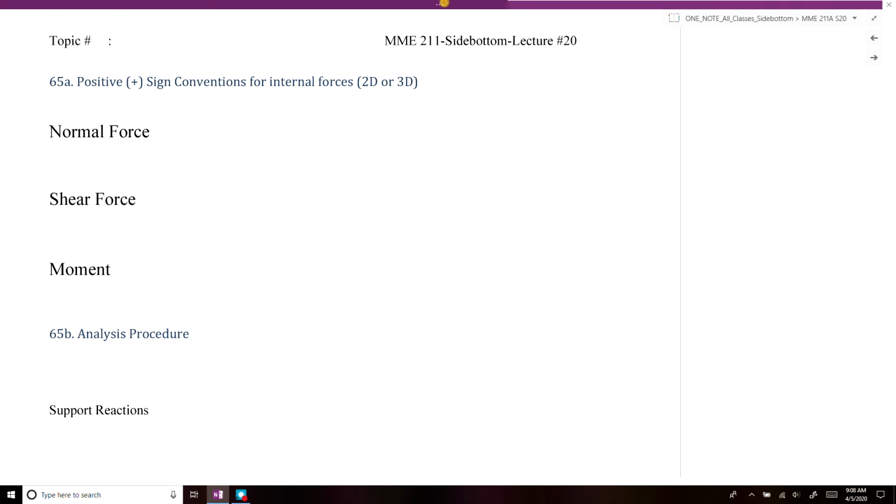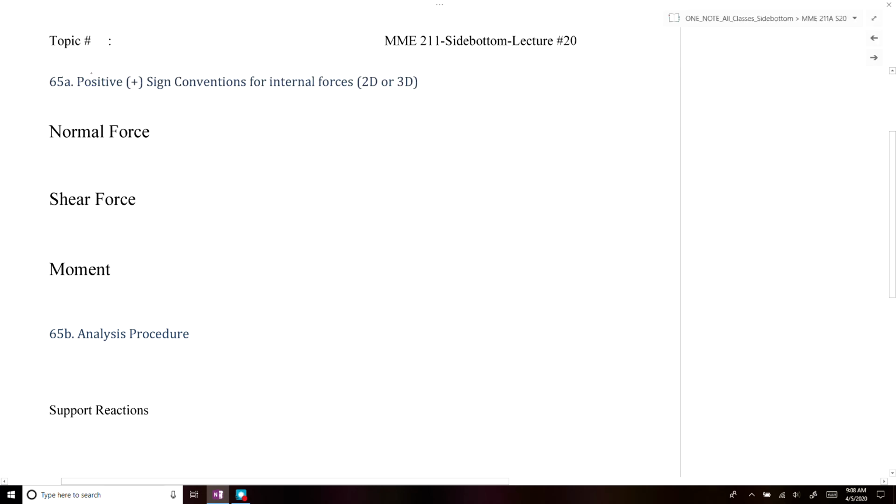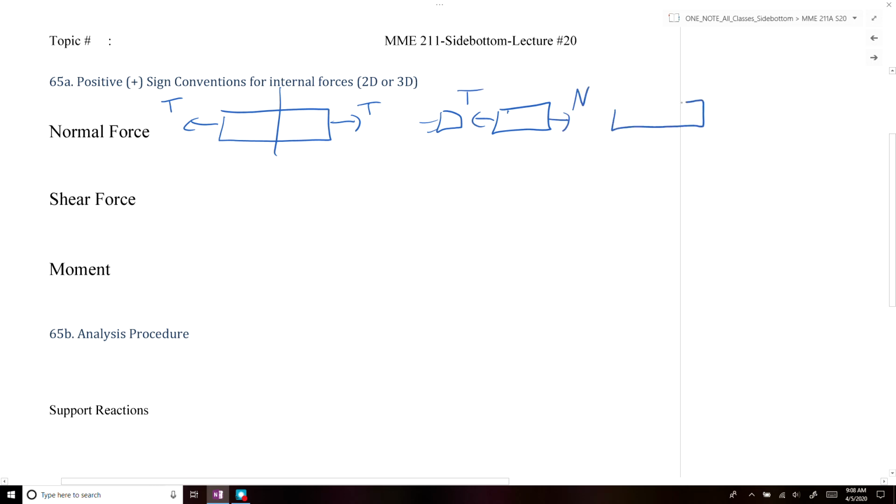So for internal forces, for a normal force, if we have a structure with tension being applied on both sides, and we did a section cut through the center, what we'd end up getting is our normal force coming out of our section cut. Any normal force is considered positive if it creates tension at the internal surface.